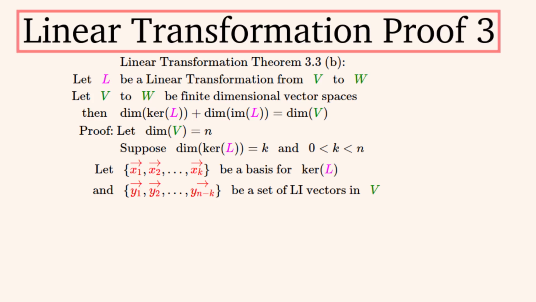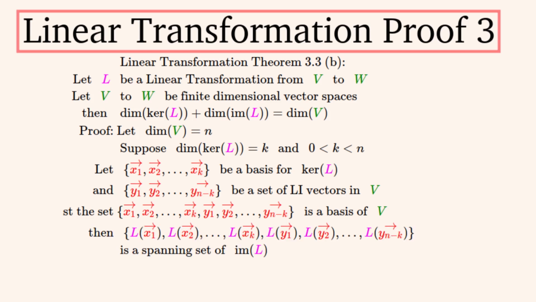And these are another set of linearly independent vectors in V. And these vectors, together with the vectors in the kernel, form a basis for all of the domain, which includes all of the vectors in the kernel, and all of the vectors which will form the image, which can be thought of as the pre-image. So all of these vectors will span the image of L.